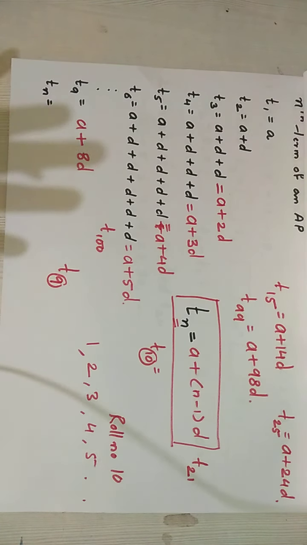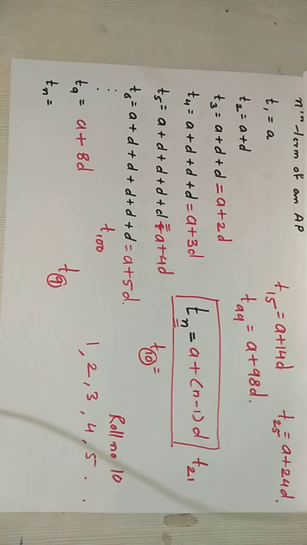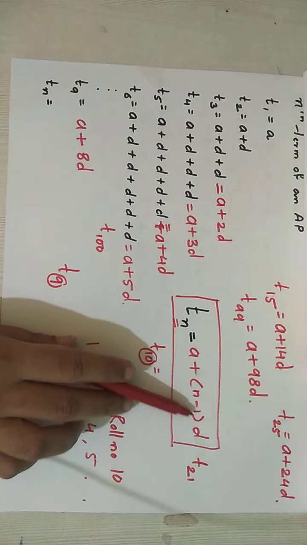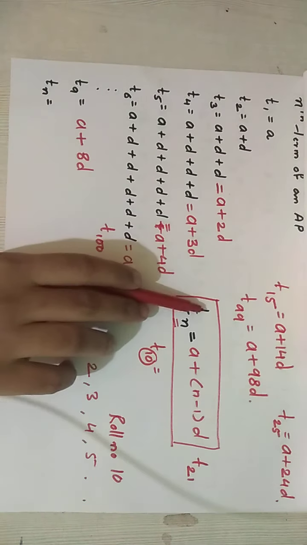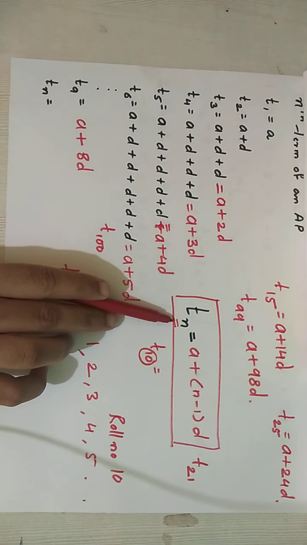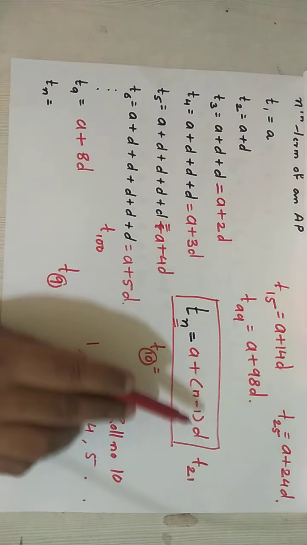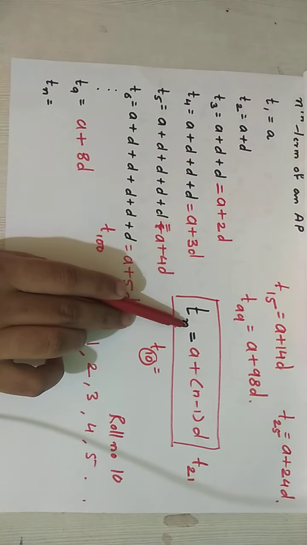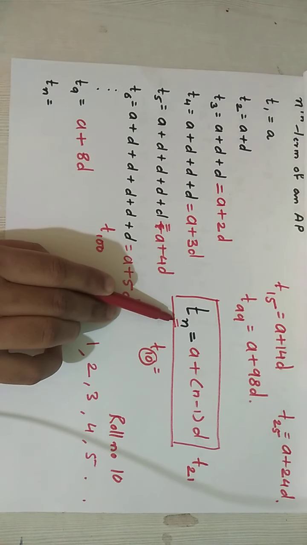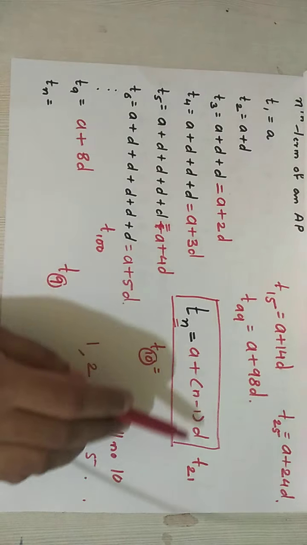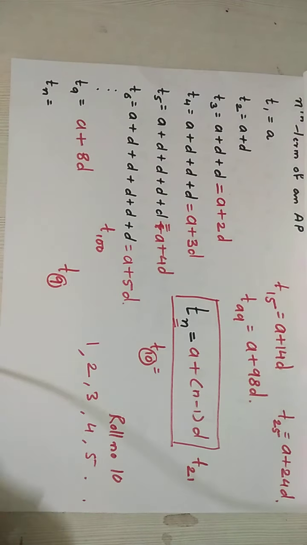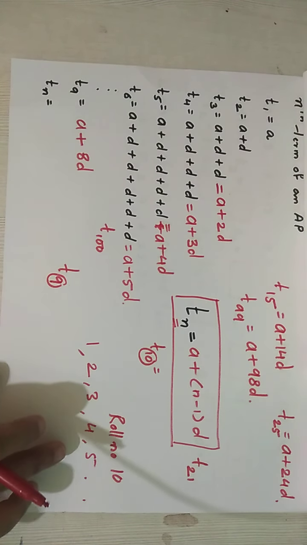So you just need to understand what is an AP. The second thing which you need to understand is what is A, what is D, and the third thing is the formula Tn is equal to A plus n minus 1 D. Tn is the nth term, n is the position number, A is the first term, and D is the common difference. Again I repeat, Tn is the nth term, n is the position number, A is the first term, and D is the common difference. So memorize this formula. Tn is equal to A plus n minus 1 D.